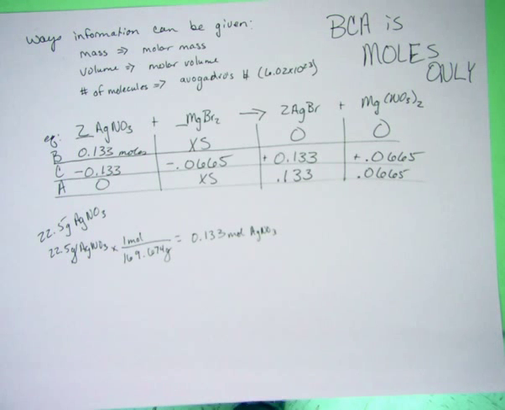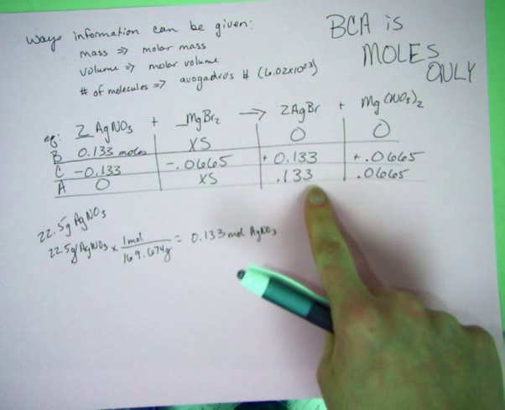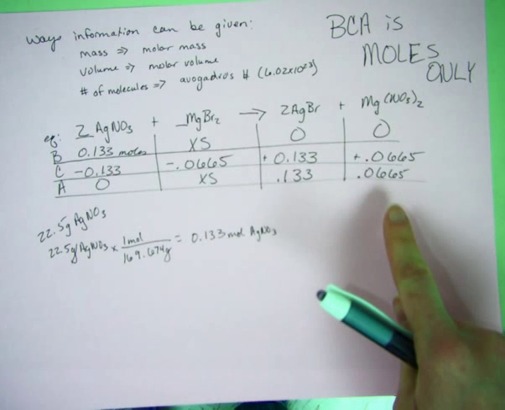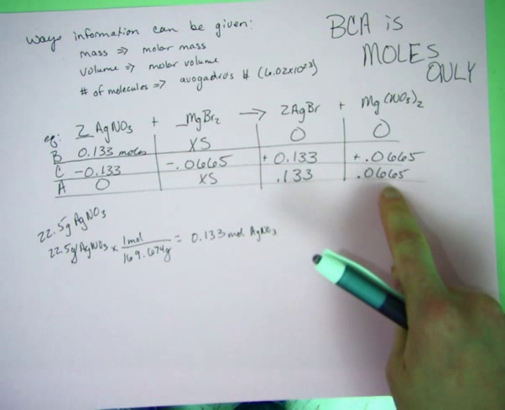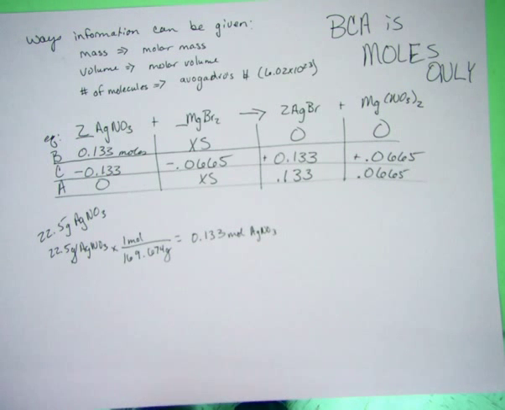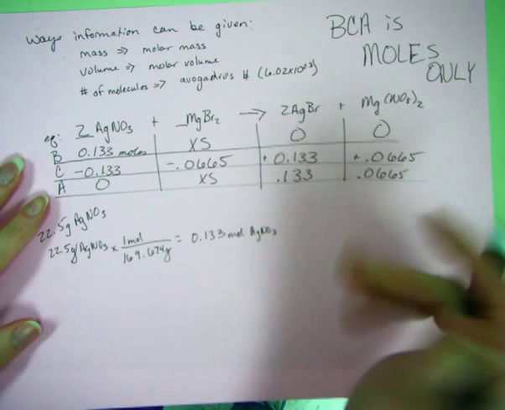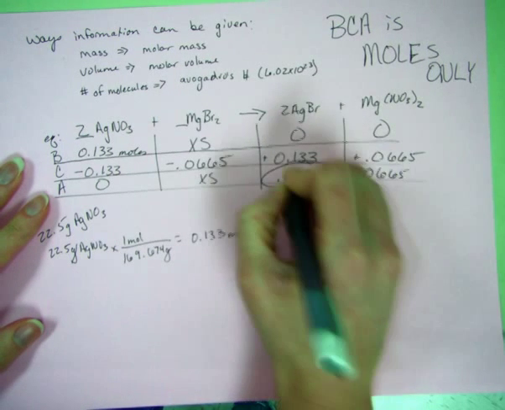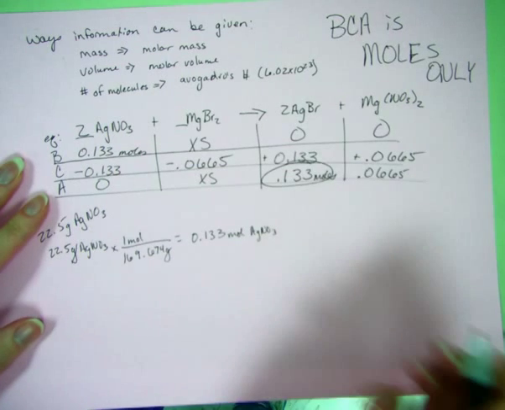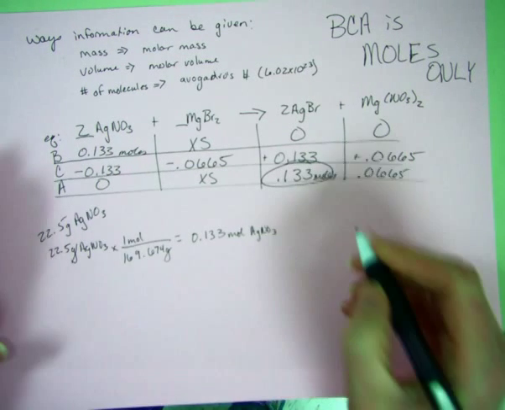So if I ask you then, after you have this table, I can ask you lots of stuff. I could say how much MgBr2 is used. I could ask you how much silver bromide here is produced, and I could also ask you how much MgNO3 is produced. I'm going to ask you how many grams of AgBr you are going to get in your reaction.